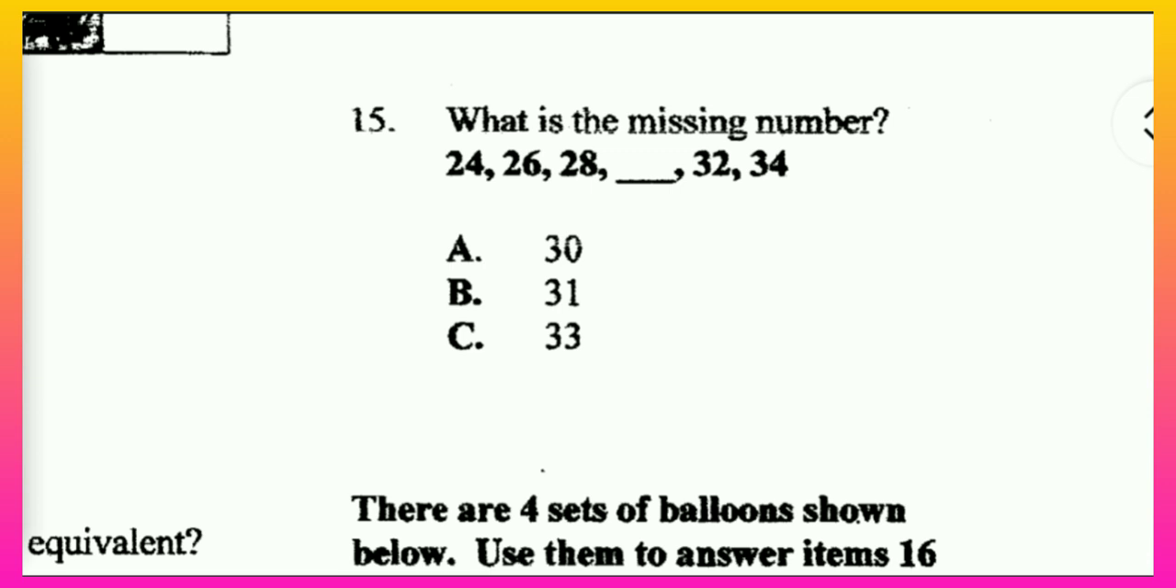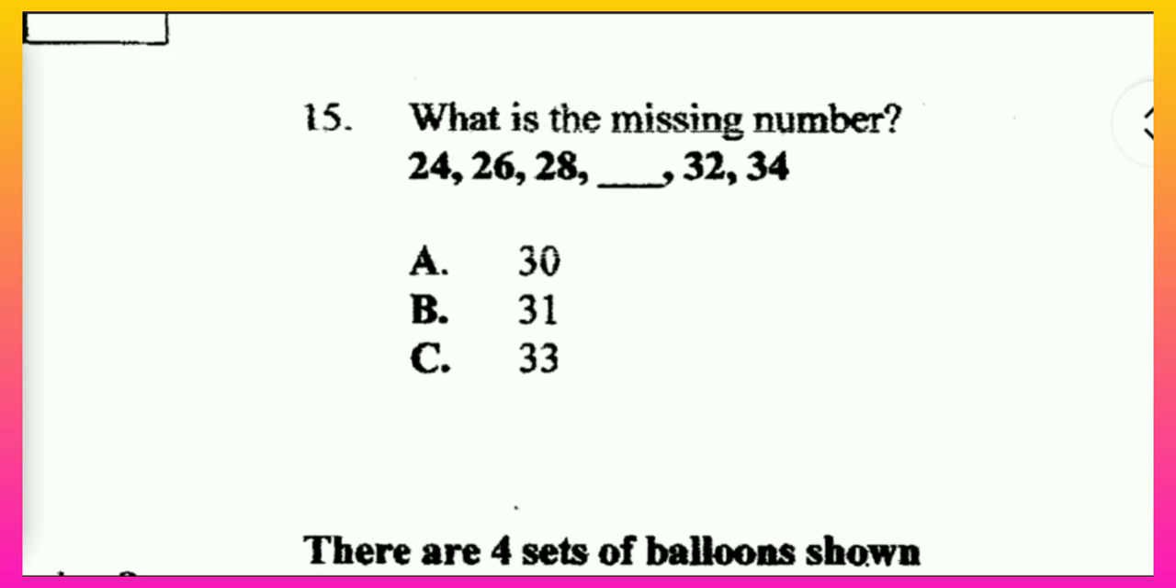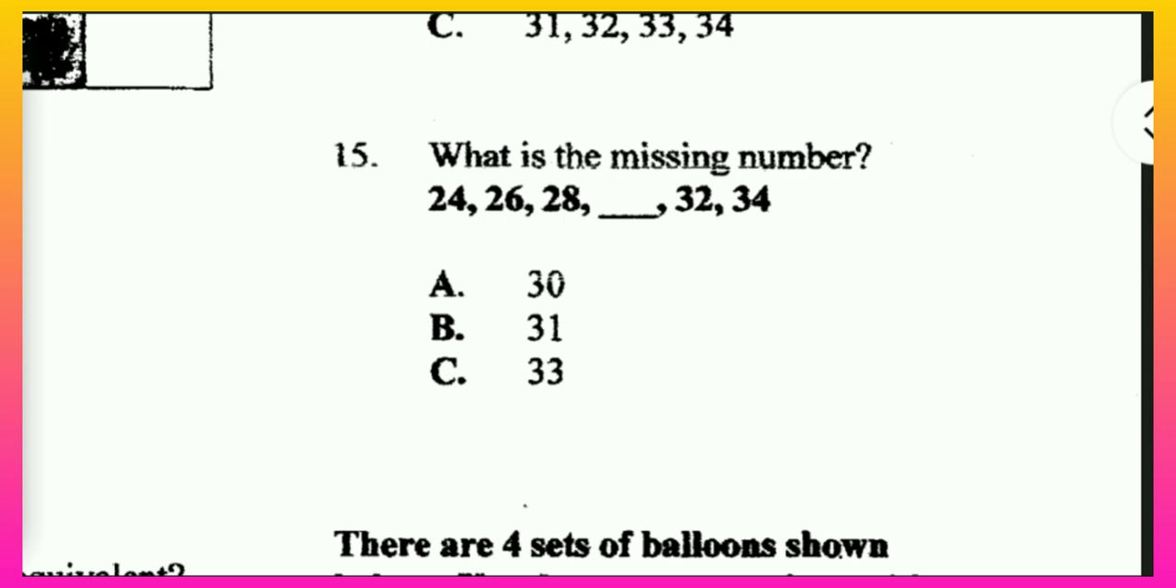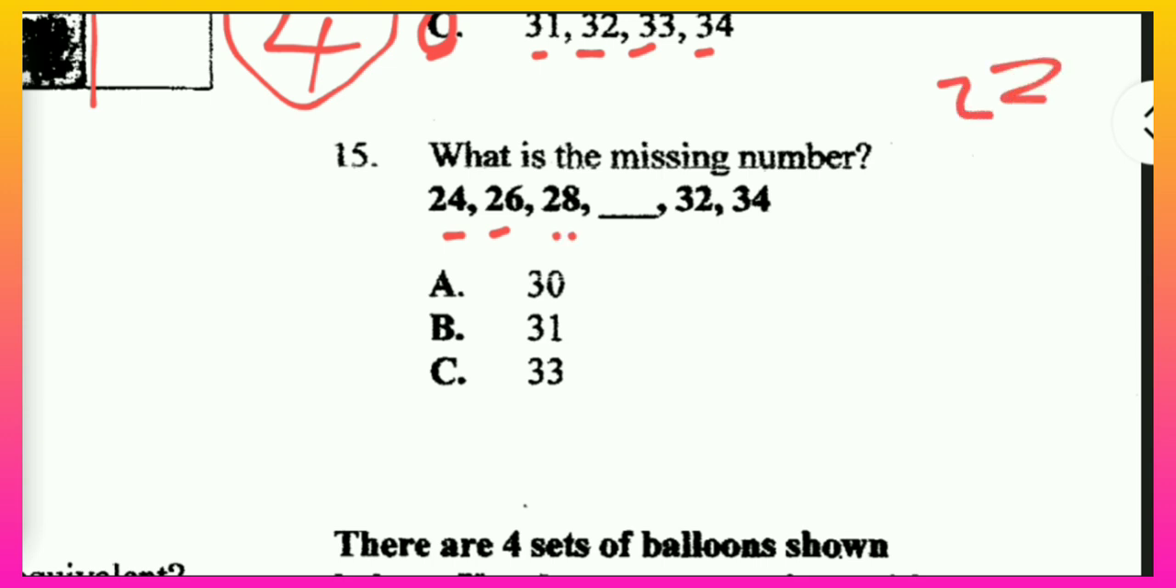Alright, so as you can see, you have to pick up the pattern. This one is showing you a pattern and you have to pick it up. So from 24 to 26, you see that they've added 2. Alright, 26 to 28, another 2. So they're counting by 2s but missing out 2. So 28 plus 2 now, because they're adding 2.